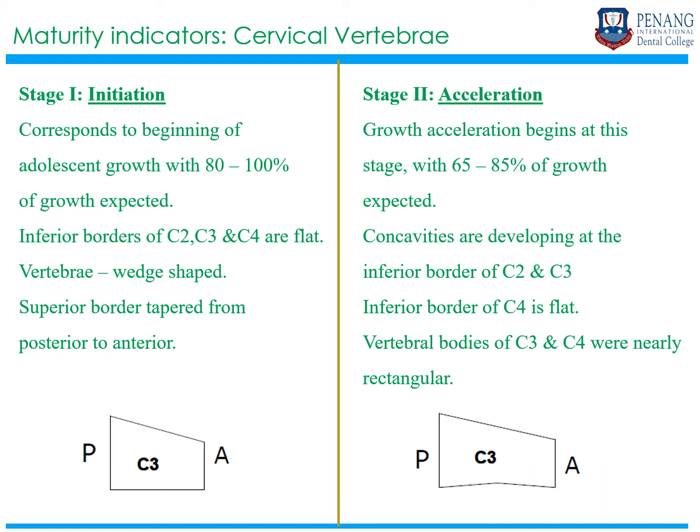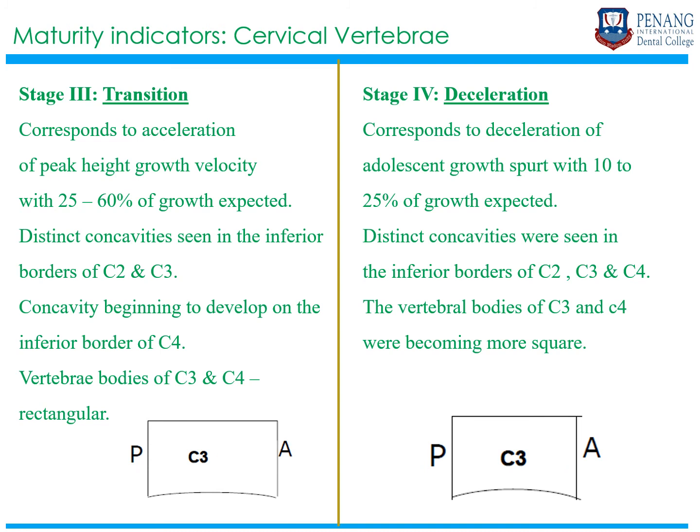Now coming to stage 2, here the growth acceleration begins at this stage with 65 to 85% of growth expected. Concavities are developing at the inferior border of C2 and C3. Inferior border of C4 is still flat, whereas the vertebral bodies of C3 and C4 are nearly rectangular. Again, the image is just a representation, so don't go by the actual shape of it. It's just a representative image.